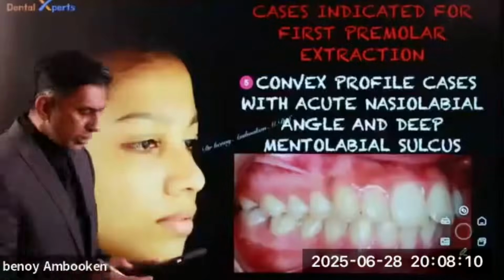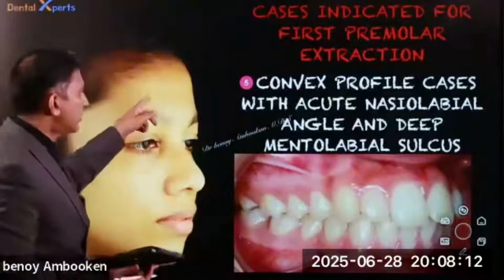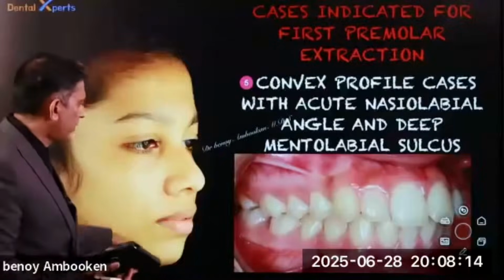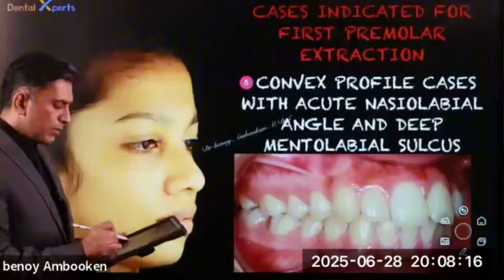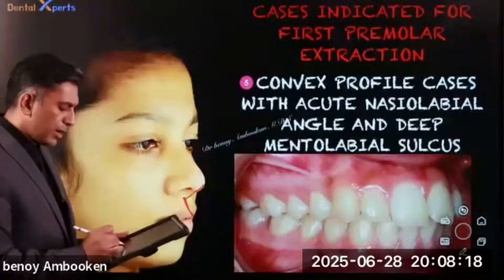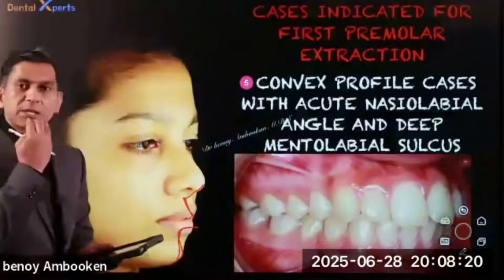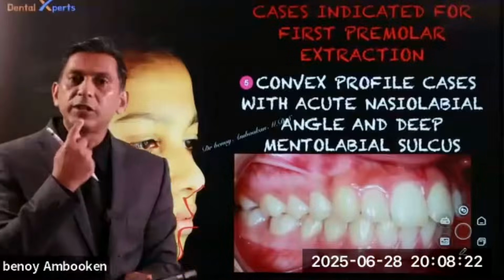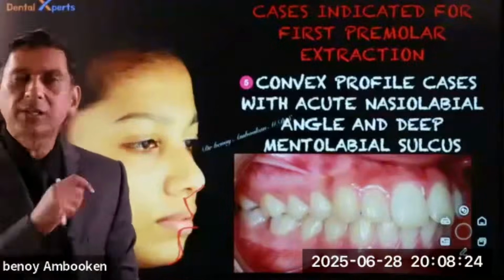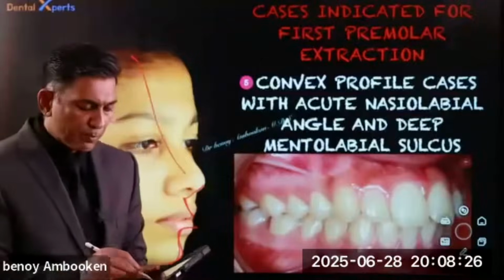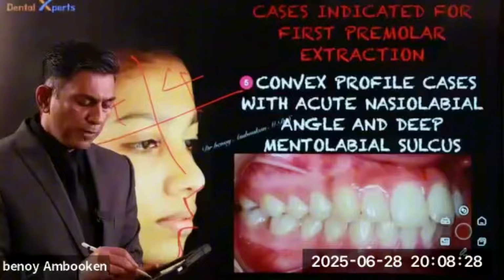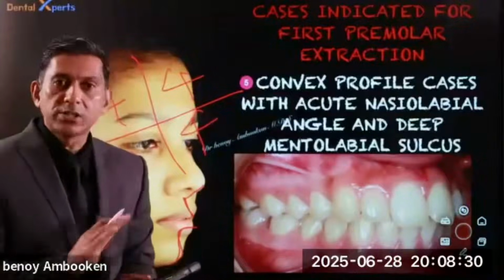Now, next is whenever the patient has a convex profile with an acute nasolabial angle and deep mentolabial sulcus. An acute nasolabial angle with a deep mentolabial sulcus is again a case indicated for first premolar extraction. Again, be very careful with the occlusion. Don't disturb the occlusion.